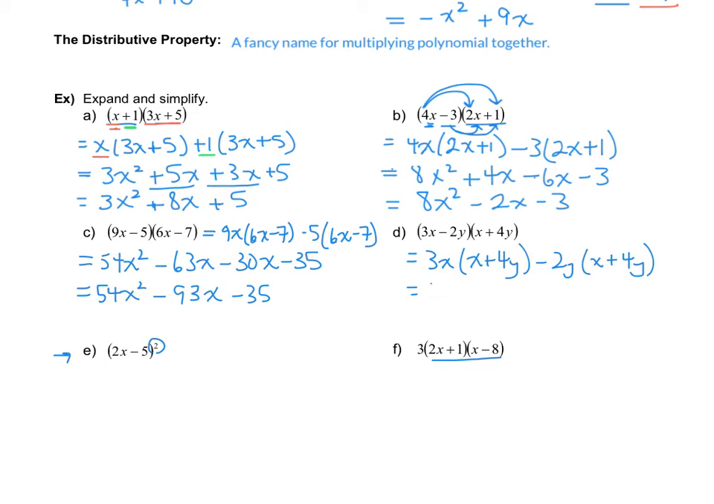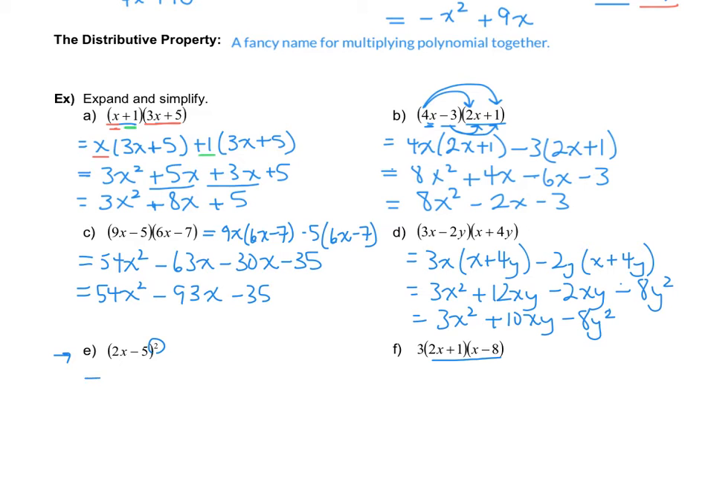That's going to give us 3x squared plus 12xy minus 2xy, or yx, which is the same as xy, minus 8y squared. Collecting like terms, you're going to get a 3x squared plus 10xy minus 8y squared.